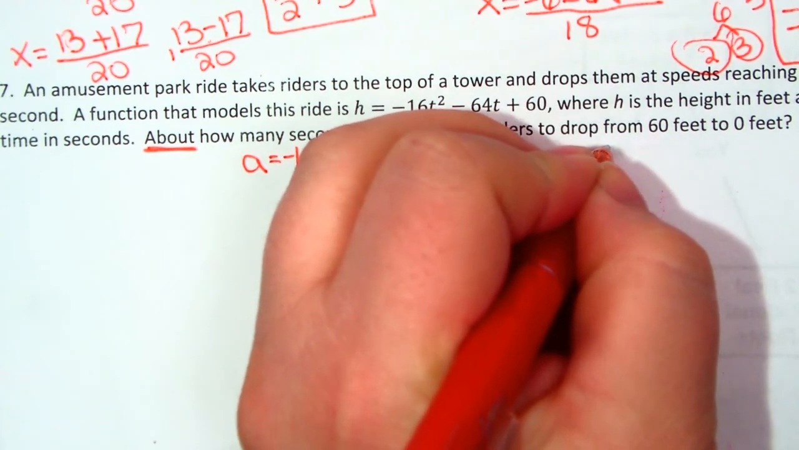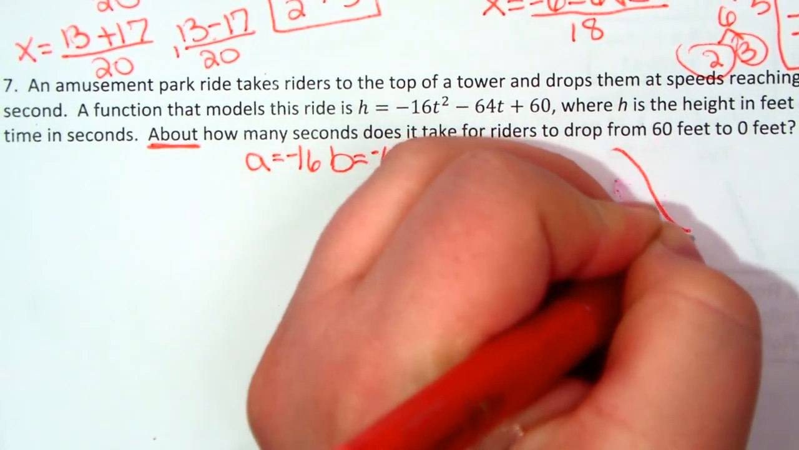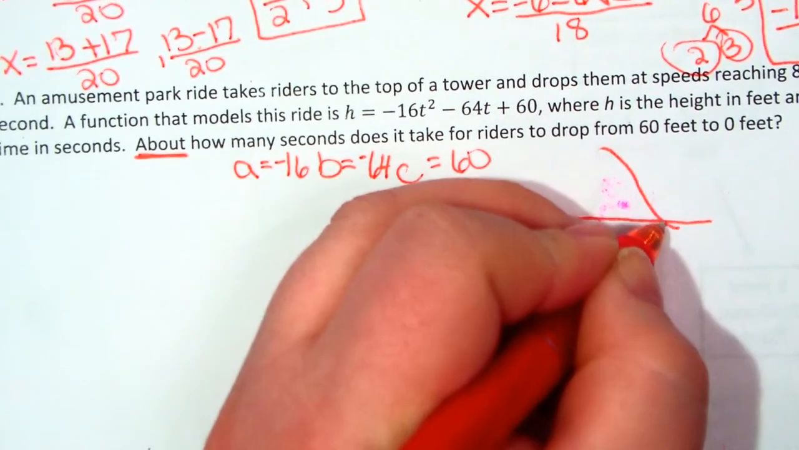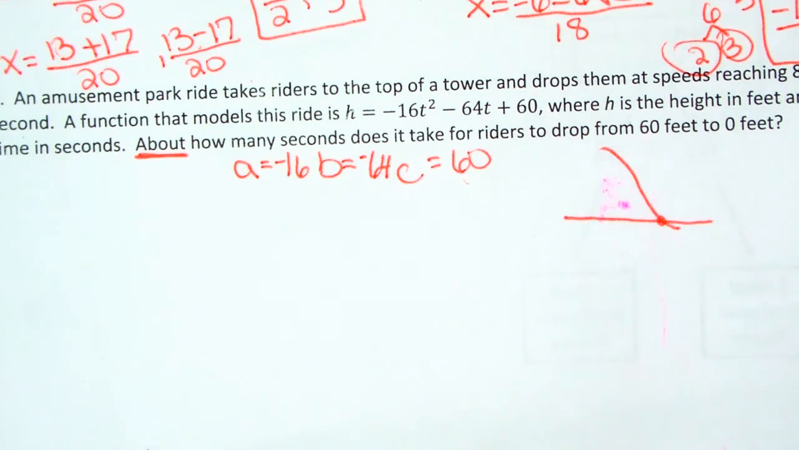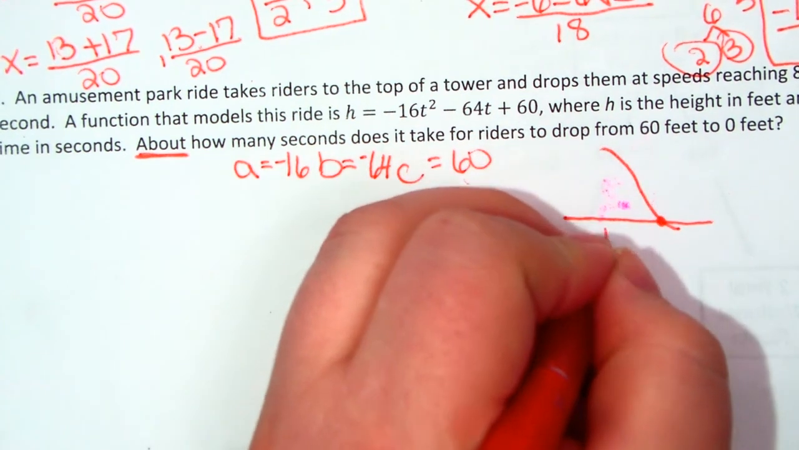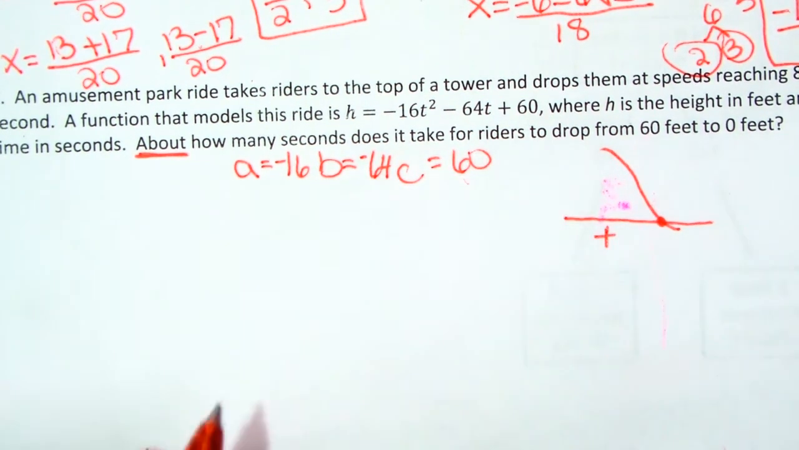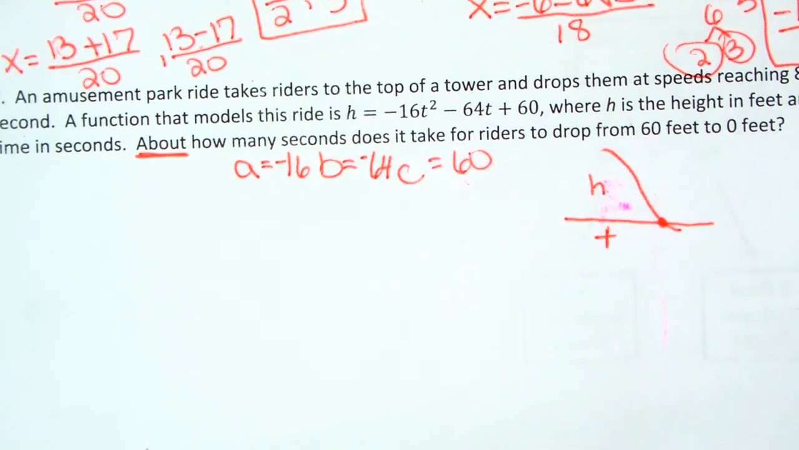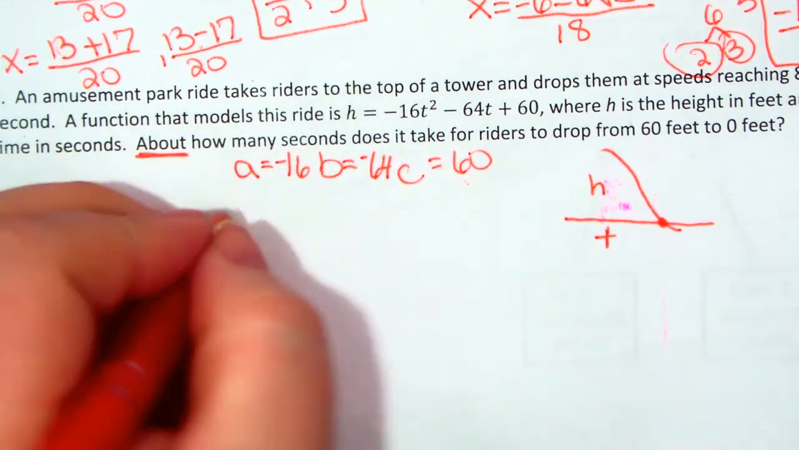So from here down to here, here's our 0 feet. That right there is an x-intercept. So we're looking for the solution, the roots, the x-intercept, the solution. That will give us the time, because t is our time and that's on the x-axis, and h is our height. So I'll use the quadratic formula for it.